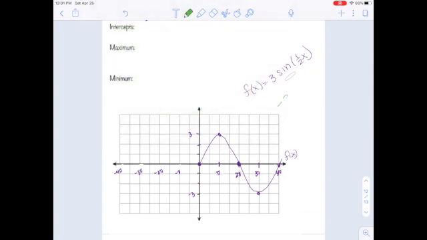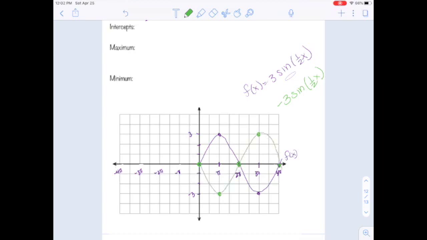I'll go green. Green will be negative 3 sine of 1/2 of x. So reflect it across your x-axis. 0, 0 will stay there. At pi, we'll go down to negative 3. 2 pi stays there. 3 pi gets flipped up. And 4 pi stays there.